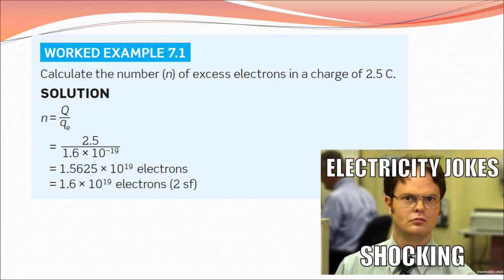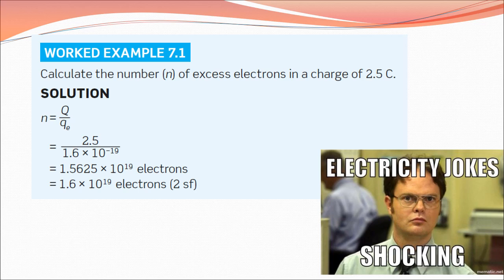So the example 7.1, which is on page 208 of your textbook: calculate the number of excess electrons in a charge of 2.5 coulombs. So using the formula N equals the charge over the charge on an electron, we have 2.5 coulombs divided by 1.6 by 10 to the -19 coulombs per electron. So we have 1.5625 by 10 to the power of 19 electrons, or 1.6 by 10 to the 19 electrons.